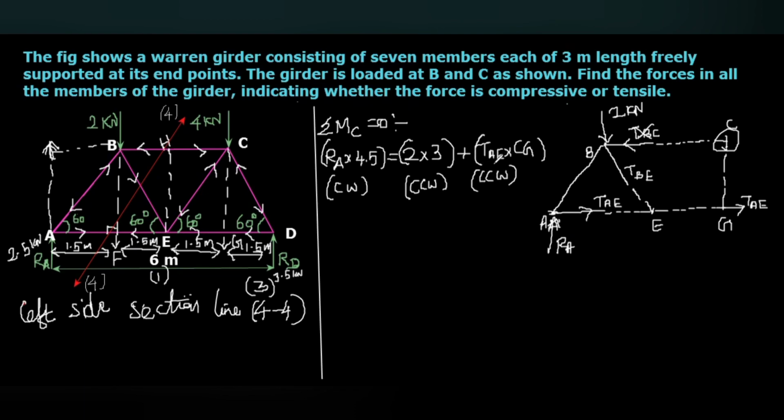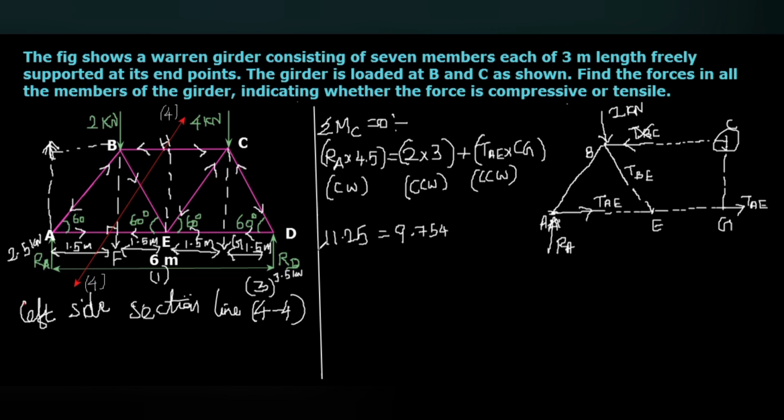We know the value of TAE and then CG. If we multiply this side RA 2.5, we will get the left hand side 11.25 kilonewton meter. Right side 2 into 3, 6, plus these two values. TAE multiplied with the CG, you will get 3.754. So it will be 9.754 you will get at the right side. So here the clockwise moment will be 11.25 kilonewton meter. The counterclockwise moment, addition of these two, will be 9.754 kilonewton meter.